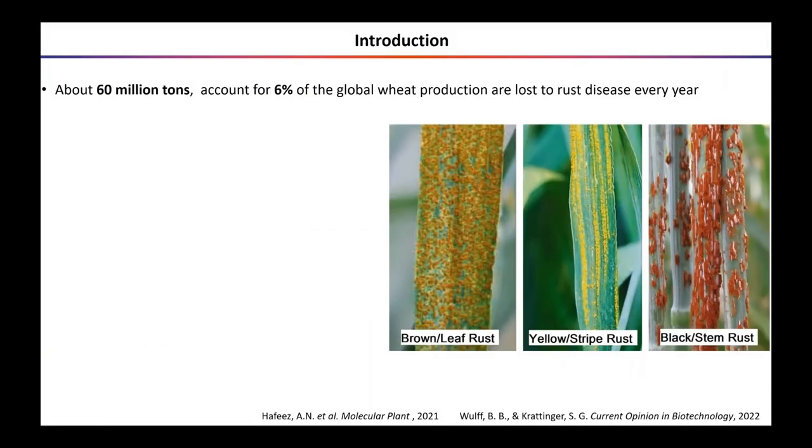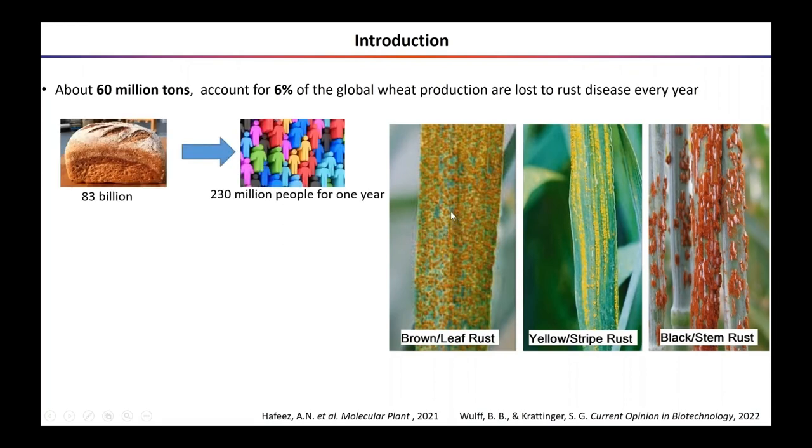As we all know, the world population is increasing and demanding more food. However, every year, about 6 million tons of grain, accounting for 6% of global wheat production, are lost to devastating rust diseases, including leaf rust, stripe rust, and stem rust. It has been calculated that this lost grain could be used to bake 83 billion loaves of bread, which could feed a population of 230 million people for 1 year.